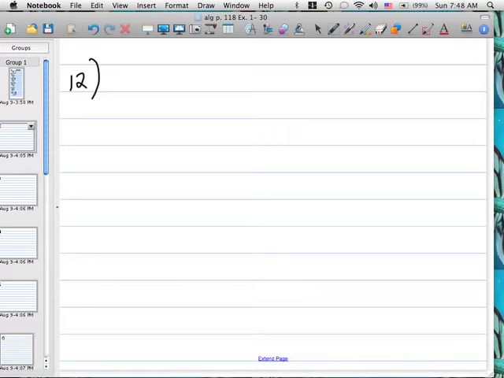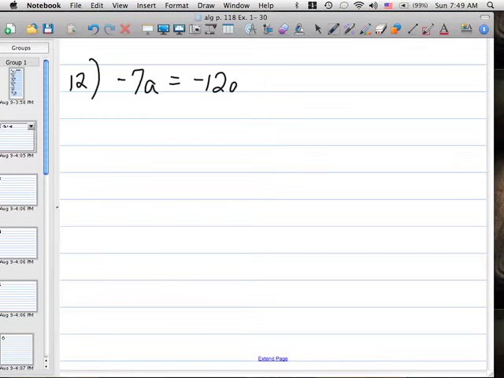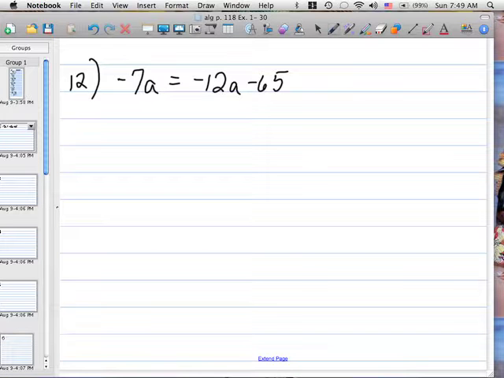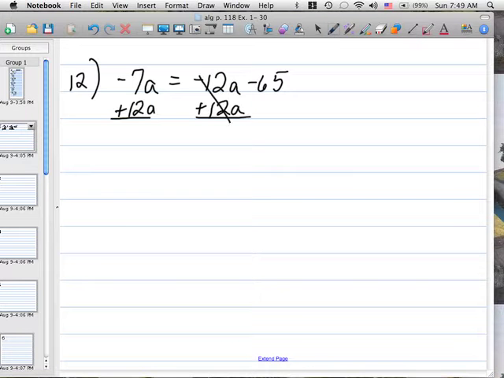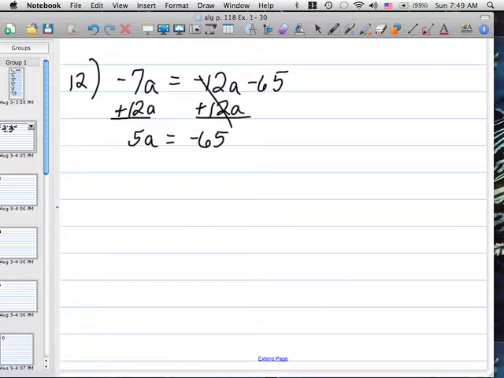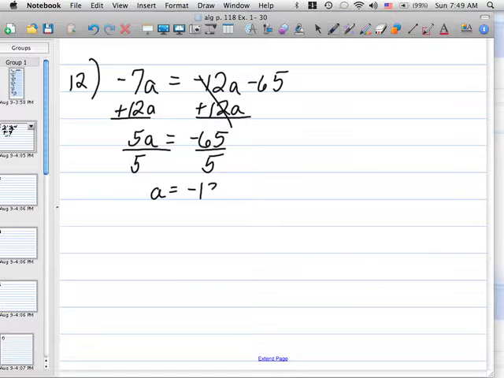Problem number 12, negative 7a equals negative 12a minus 65. Again, the negative 7a is by itself. So we want to do the opposite of negative 12a and get that out of the right. So we're going to add 12a to both sides. And that's negative 7 and 12 make positive 5a equals negative 65. Solving for a, divide both sides by 5, and we get a equals negative 13.